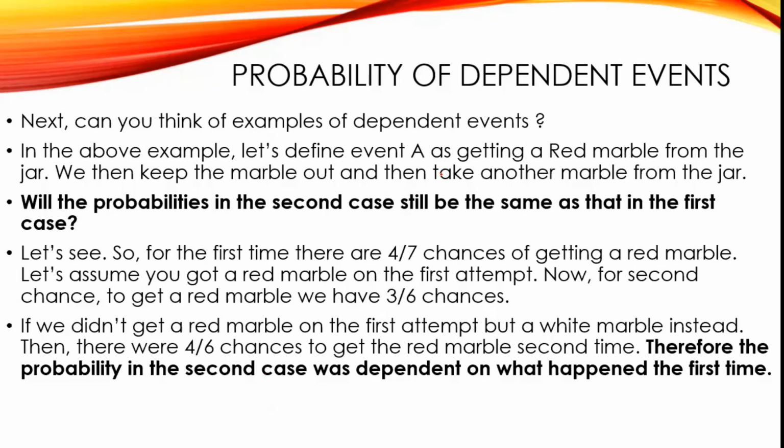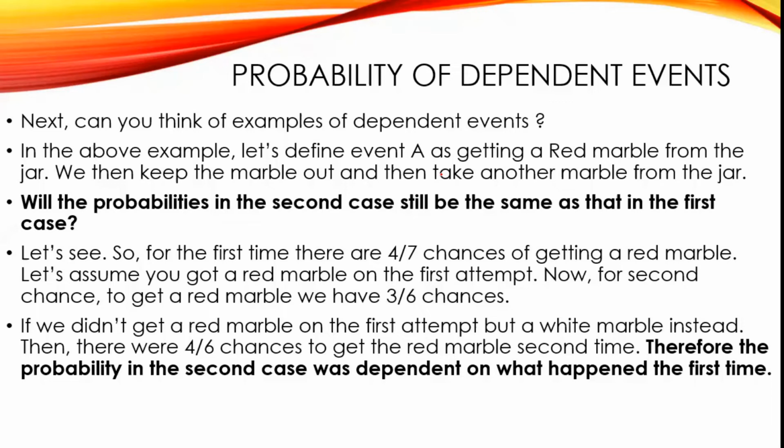Probability of dependent events also sometimes exist. Previously we saw probability of independent events. Next, can you think of examples of dependent events? In the above example, let's define event A as getting a red marble from the jar. We then keep the marble out and take another marble from the jar. What are the marbles we got? We just keep it outside and we try one more time. What is the probability that the second case will be the same as the first case?